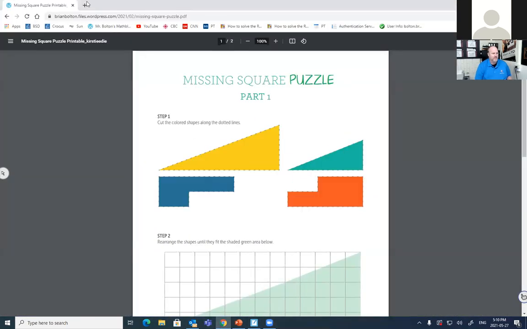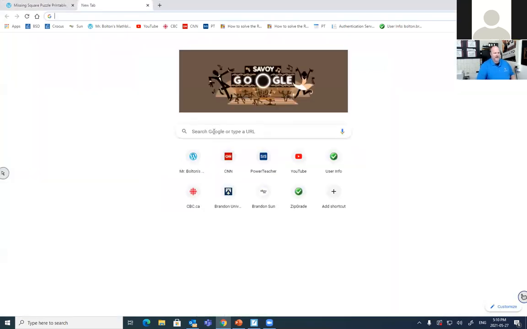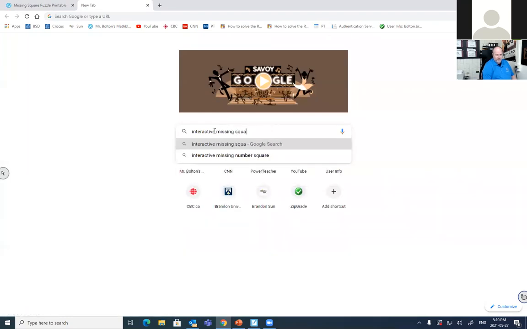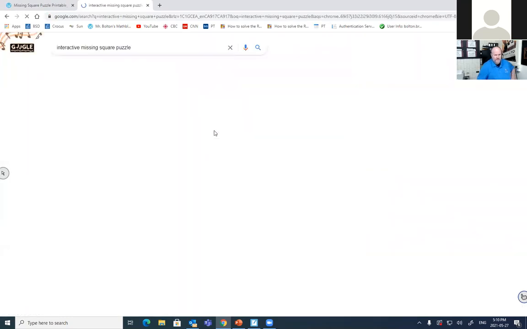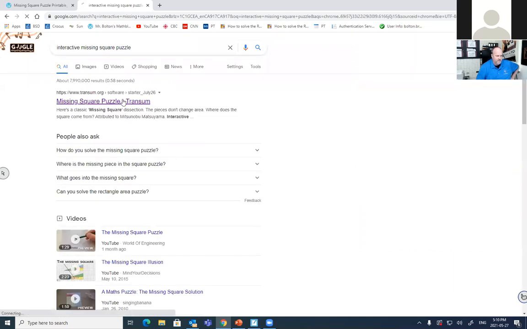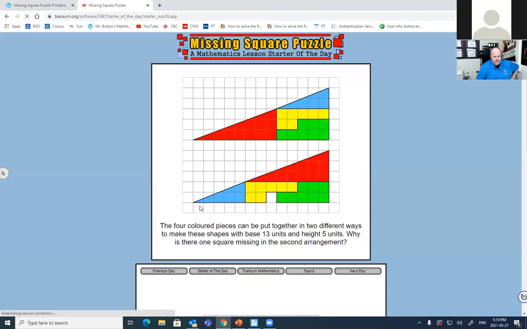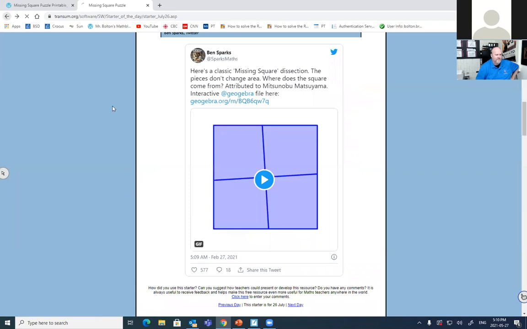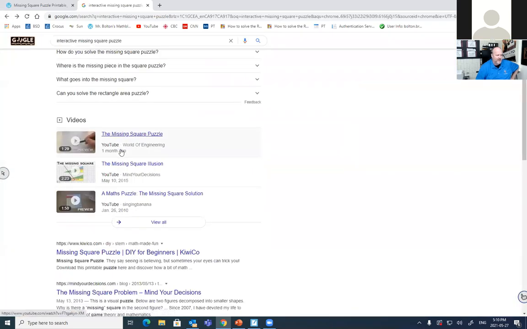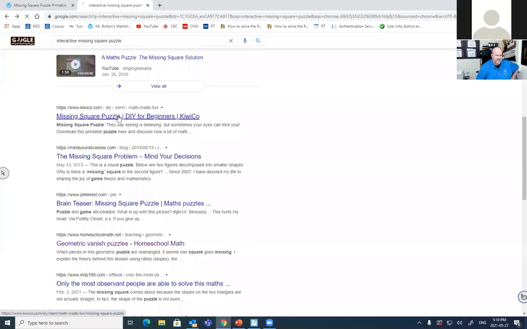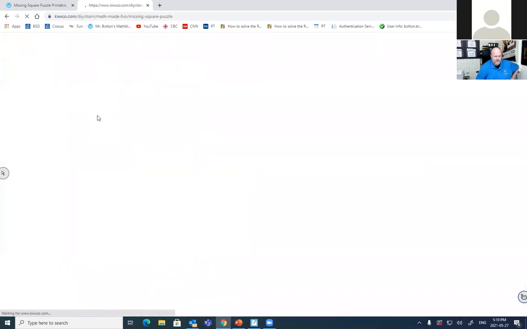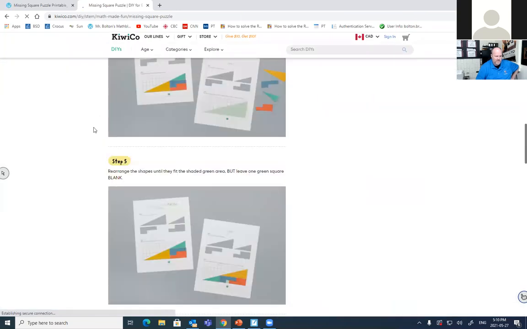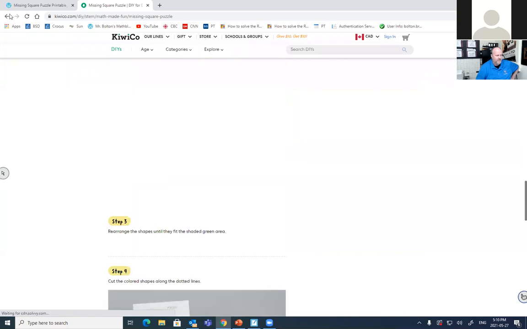Interactive missing square puzzle. Let's see if I can find one again. I've seen someone use one in Google Docs, like the collaborative Google Docs. Oh yeah, that would have worked in Google Docs. I can't remember where they got it though. I thought somebody would have had a Java applet or something like that. Missing square. Gather your materials. No, that's just how to do it. Actually, I think that's where I got this one from.